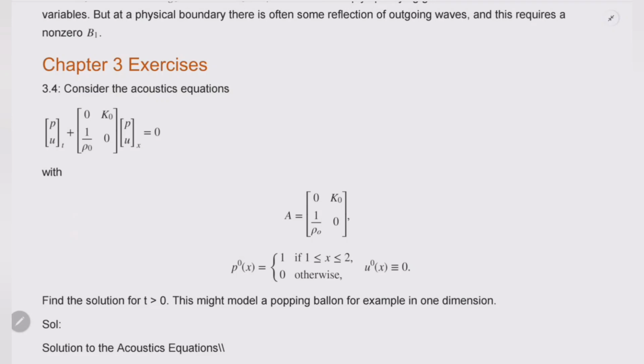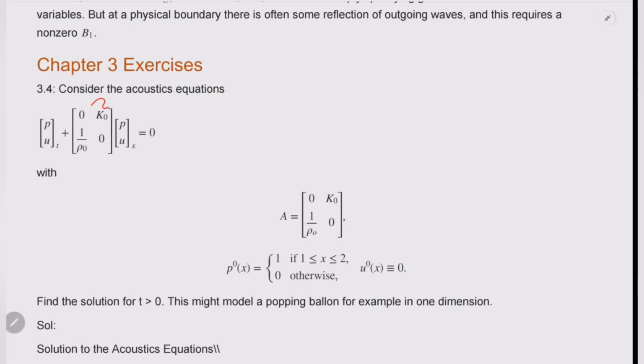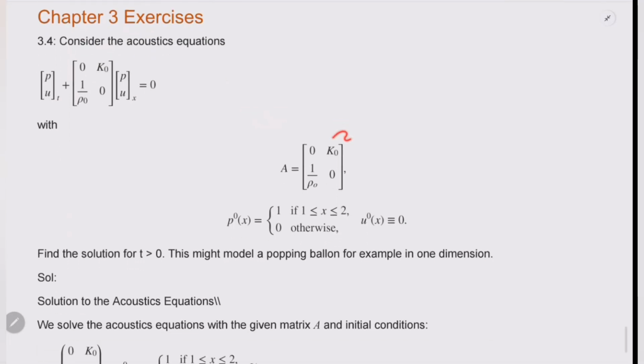Exercise chapter 3, 3.4. We solved this problem, and the problem is we have partial p by partial t plus A partial q by partial x, and when we multiply this A matrix with this derivative, then we get some equations. But this is not our problem. In fact, the problem is that we have a coefficient matrix A and we have initial condition given over here.